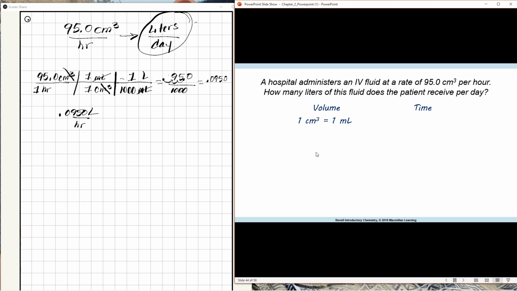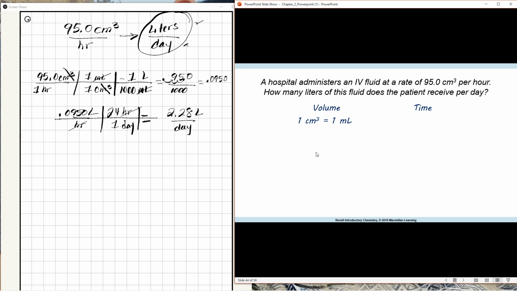I'm not done because I want liters per day. I got the liters part checked, but I don't have this part done. So now let's do another conversion factor. I want to get rid of hours and I want to get to days. Well, we know that 24 hours are in 1 day, right? With that being said, I can now cancel out hours. I'm going to take this number and multiply it by that number. I cannot do that in my head, so I'm going to put it in a calculator. And that gives me 2.28 liters per day.